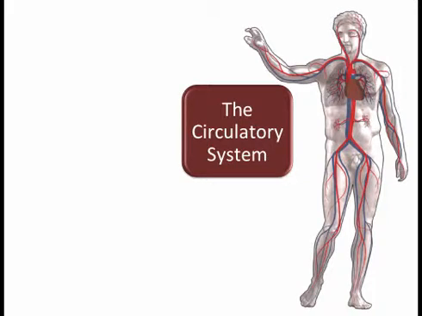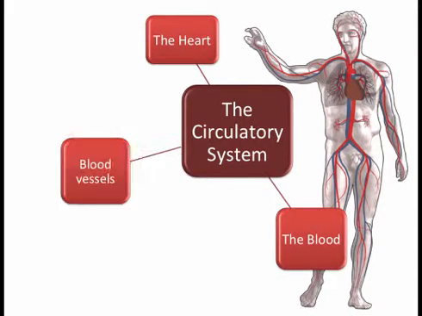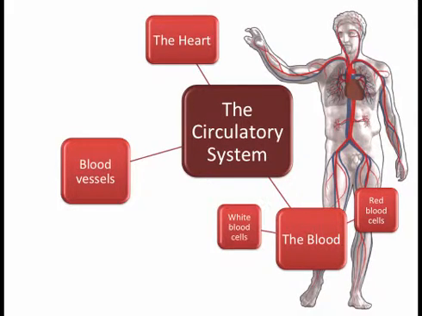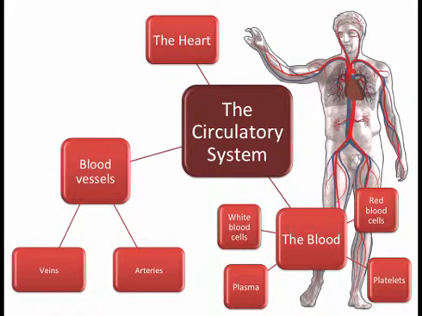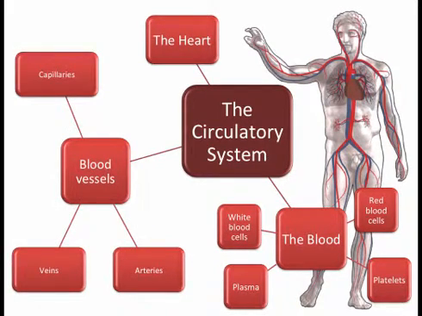Remember, the circulatory system is made of three main components: the heart, the blood, and the blood vessels. In this lesson, we're going to learn a bit more about the blood. The blood has four main components: red blood cells, white blood cells, platelets, and plasma. You're also going to learn in more detail about the different types of blood vessels. We have arteries, veins, and capillaries.